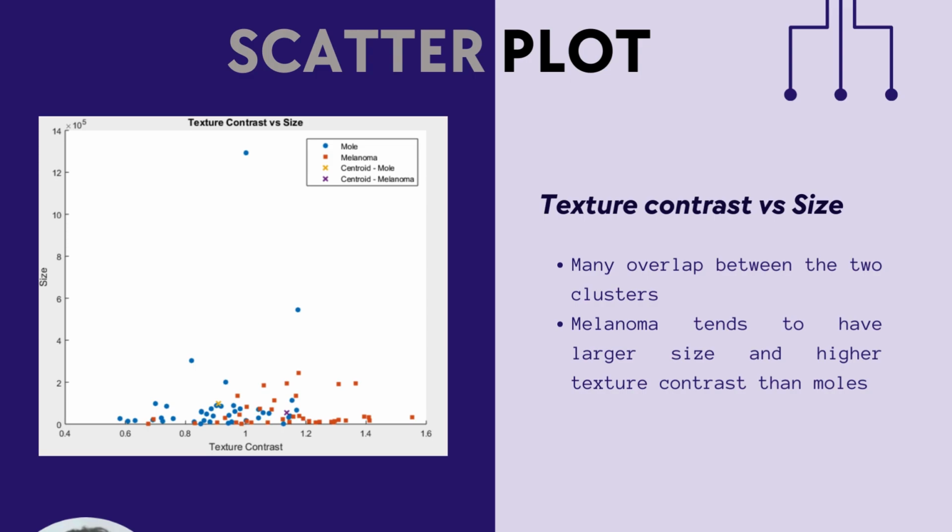So based on the three scatter plots, we think that diameter versus texture contrast is the best because both of the data from melanoma and mole give very less overlap data. So it can differentiate both of the images perfectly.